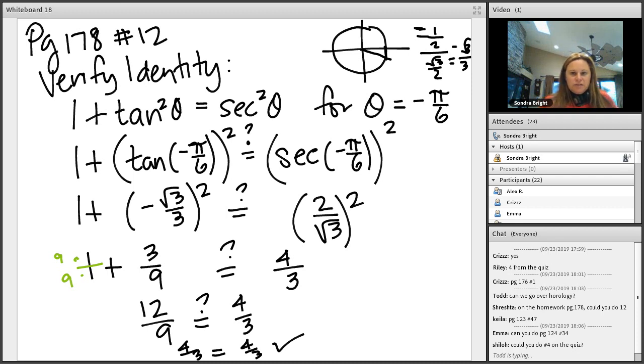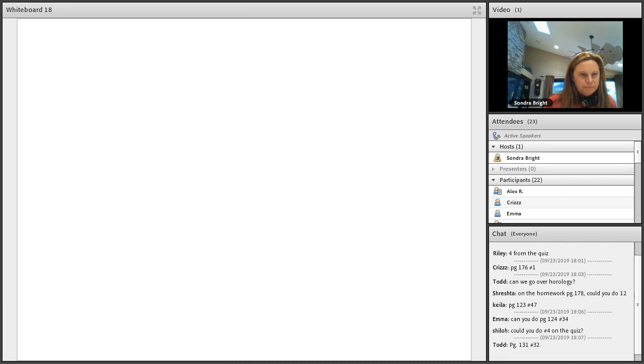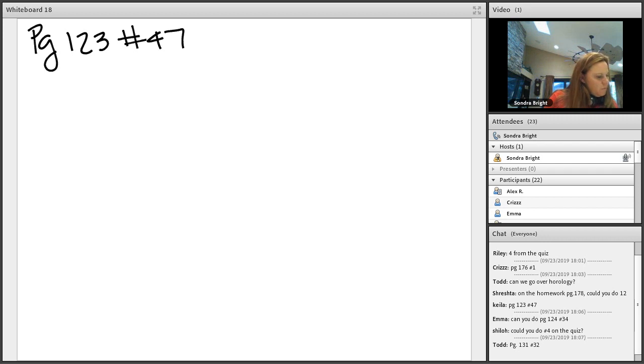All right, page 123, number 47. Okay. What is the measure of the degrees of the smaller of the two angles formed by the hands of the clock at 3:15?